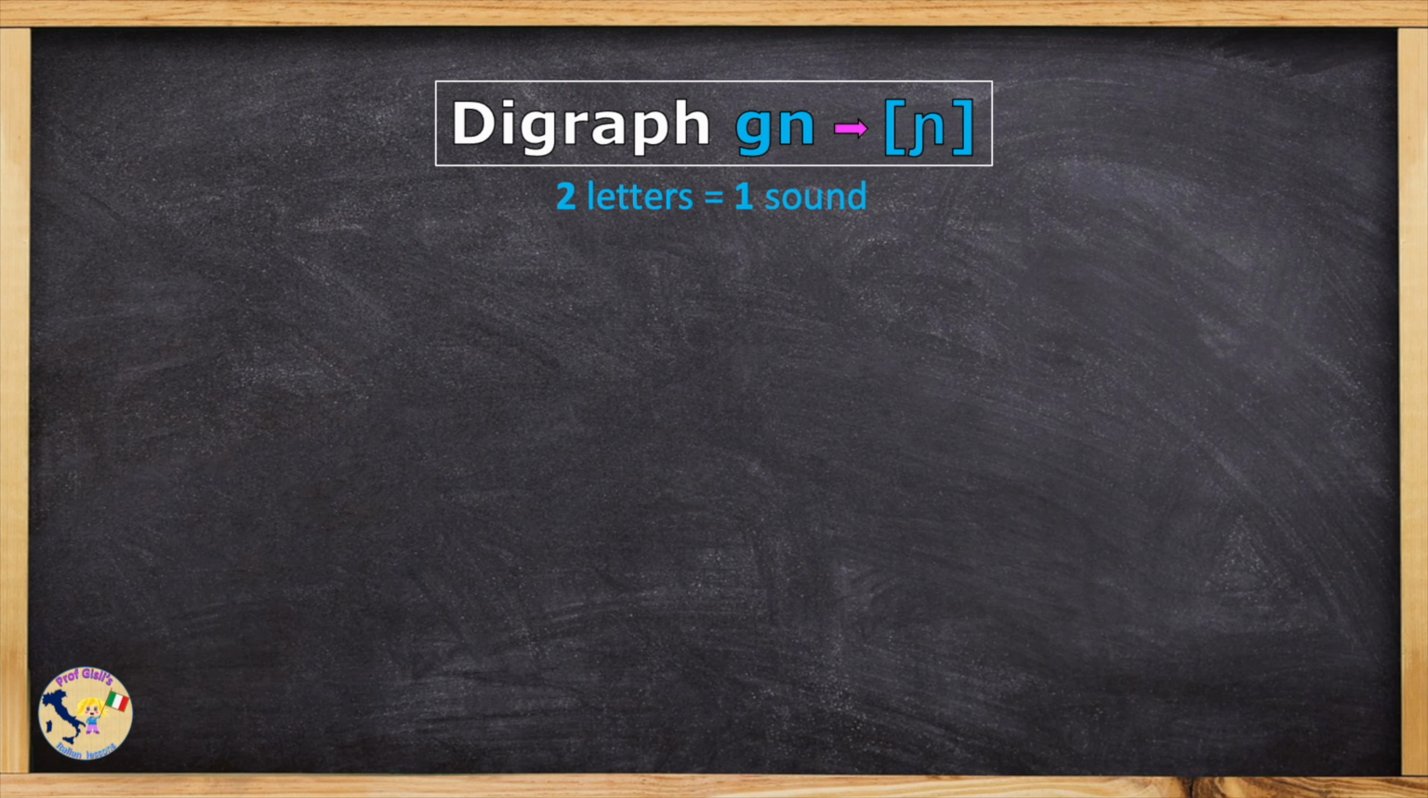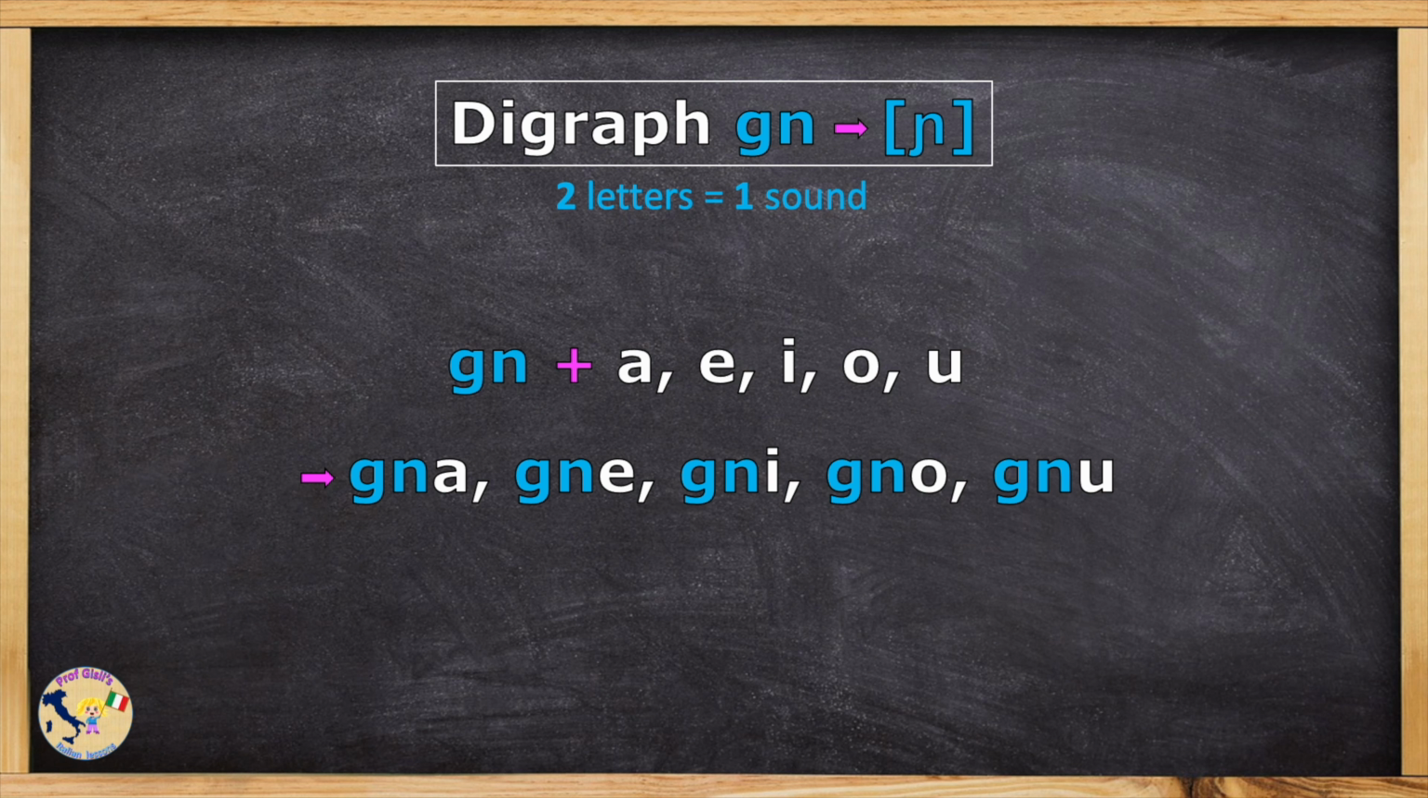Consonant group GN is always pronounced as ñ. It is always a digraph, whatever the vowel that follows it. So we have sounds ña, ñe, ñi, ño, ñu. Let's see how to pronounce it correctly.